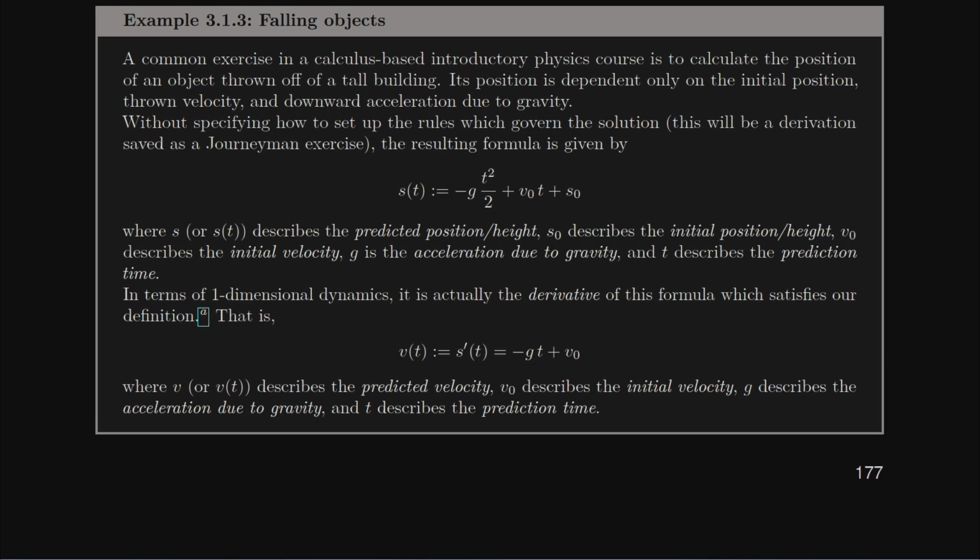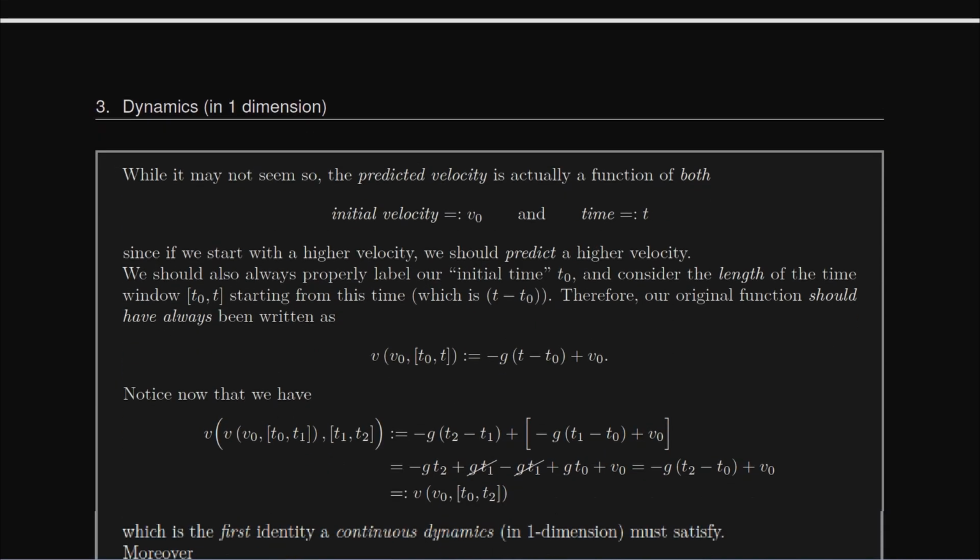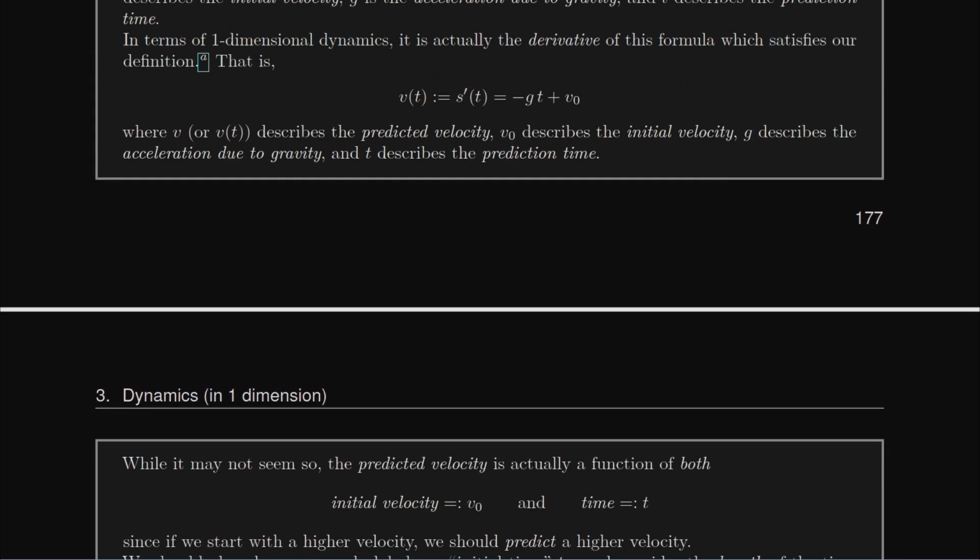Let's actually see this happen. It's going to happen by me interpreting this equation of velocity v of t really as a function of time windows. So I'll say t0 up to t, there's my time window, as well as its initial condition, which is v0.